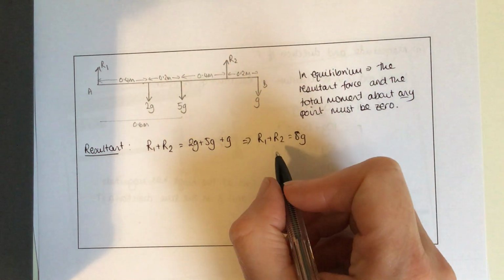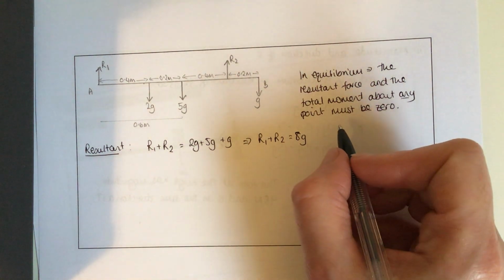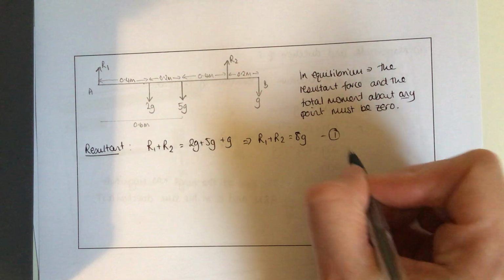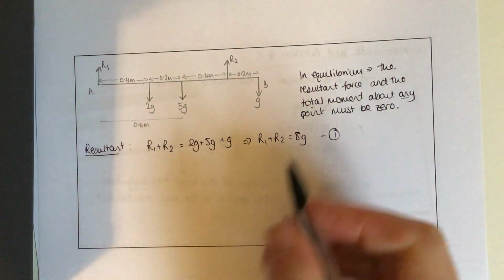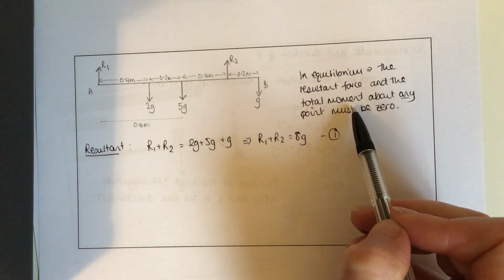Now, obviously here I've got two variables. I'm not going to solve it with that one equation, so there must be another one coming up. So I'm going to label that equation 1 and just sit tight and wait. Because I've used my resultant force, now I'm going to look at the total moment.